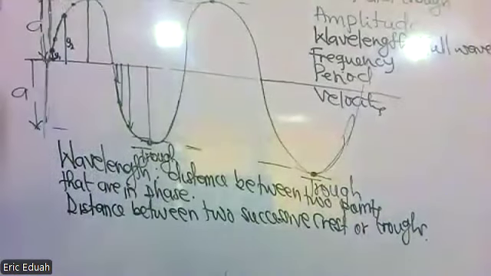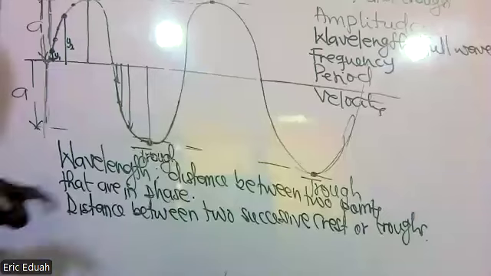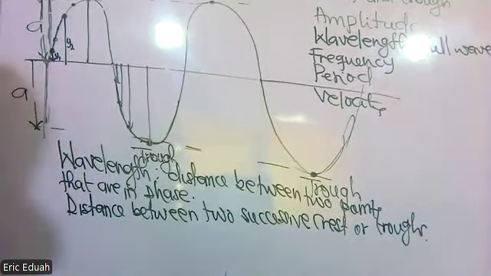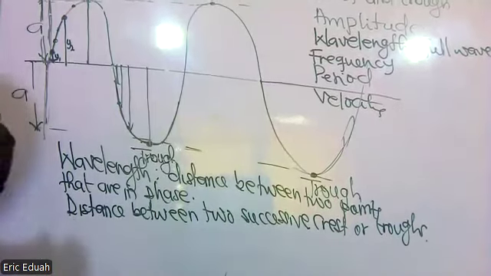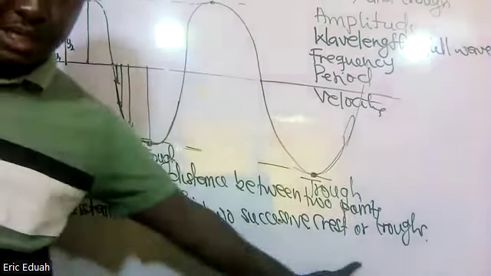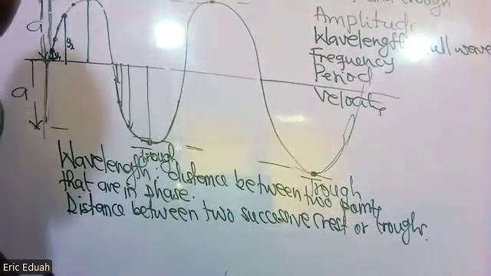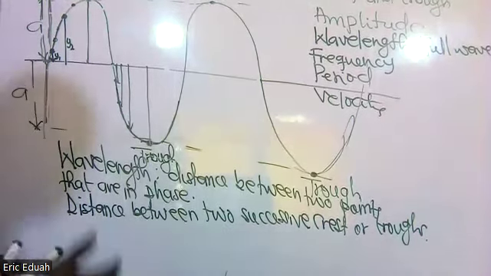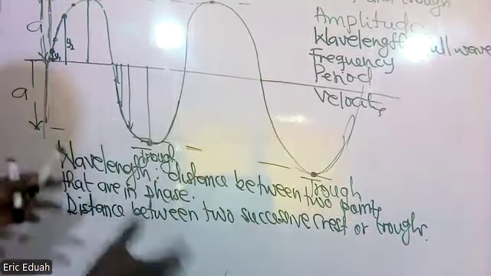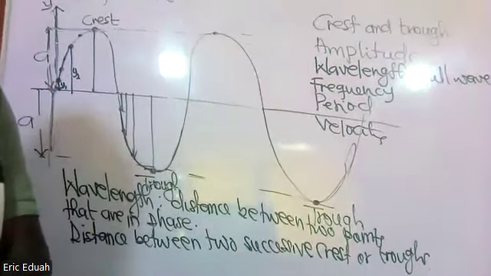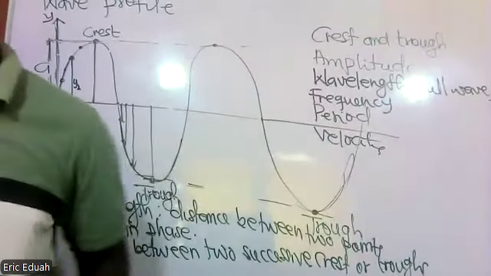Now let's try to understand wavelength by the first definition, and you will later understand why this second definition of wavelength also comes in. So wavelength is the distance between two successive points that are in phase. Let's look at what we mean by points that are in phase.